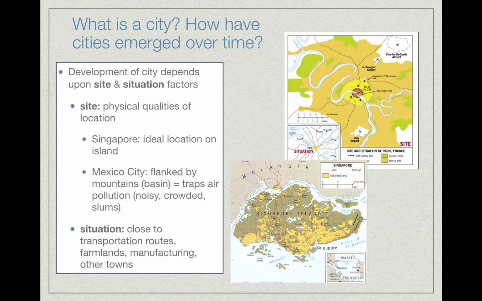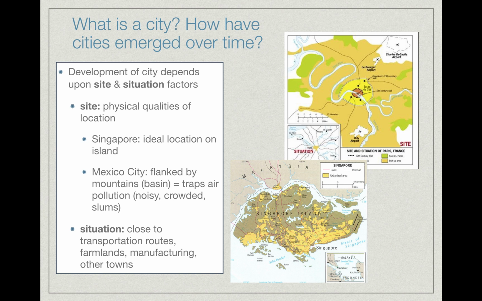Mexico City, which is the ancient capital of Tenochtitlan in the Aztec Empire, is flanked. Flanked means it's on both sides of, so it's flanked by mountains, and the city itself is in a basin. What that means is that the air pollution is completely trapped over the city. So that's a problem associated with the site of where Mexico City is. It also means the city tends to be very noisy, very crowded, and there are a lot of slums that are negatively impacted by the pollution and the crowded nature of the city.